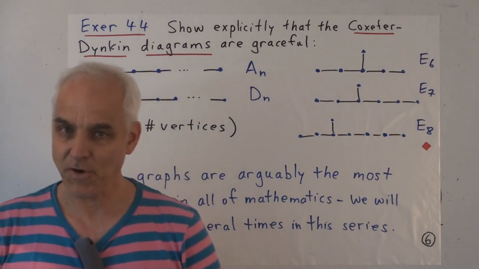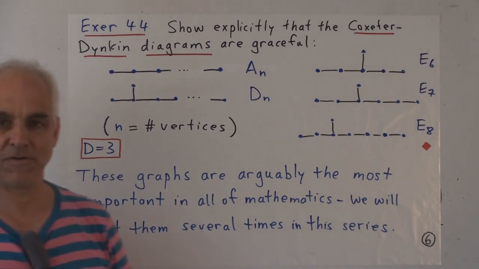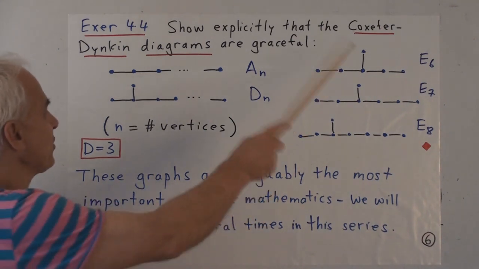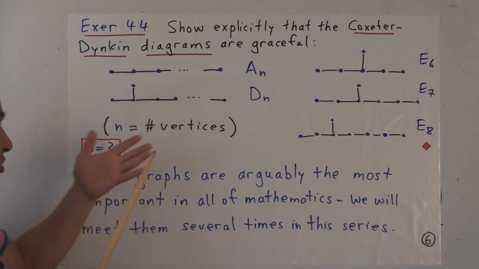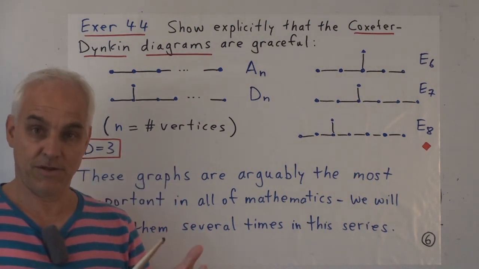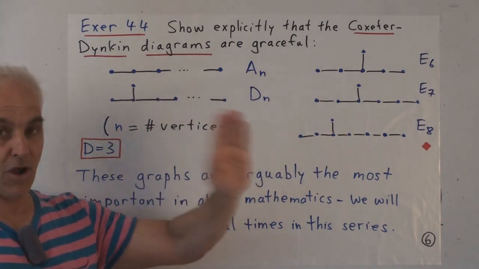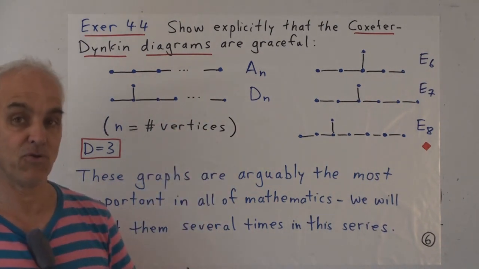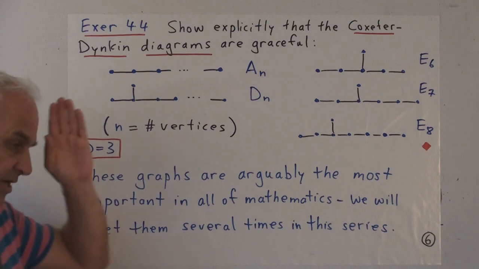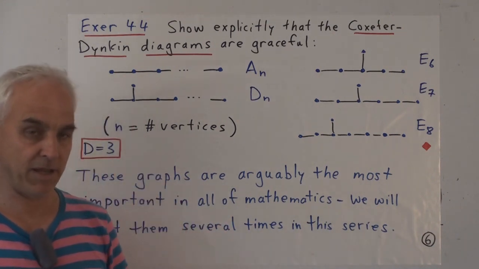And here's another exercise for you, give you something to do. This exercise concerns a very beautiful and important family of graphs called the Coxeter Dynkin diagrams. And this is just a special case of the graceful tree conjecture. These graphs are all trees. So we know, if the conjecture is true, that these graphs are graceful. But the exercise is to actually demonstrate that explicitly by exhibiting graceful labellings.